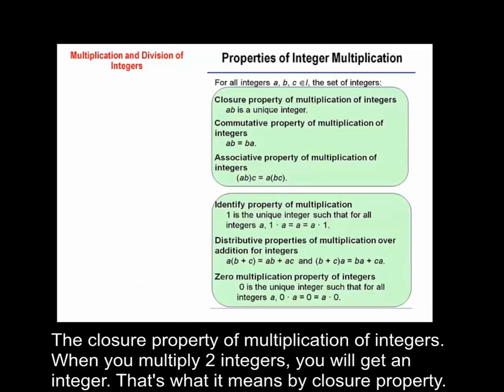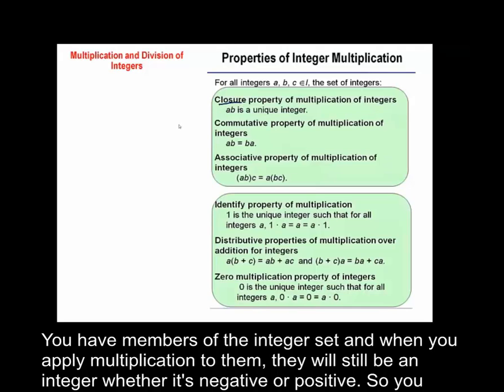The closure property of multiplication of integers. When you multiply 2 integers, you will get an integer. That's what it means by a closure property. You have members of the integer set, and when you apply multiplication to them, they will still be an integer, whether it's negative and positive.